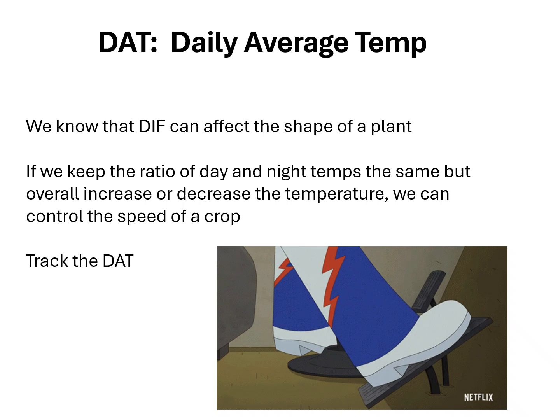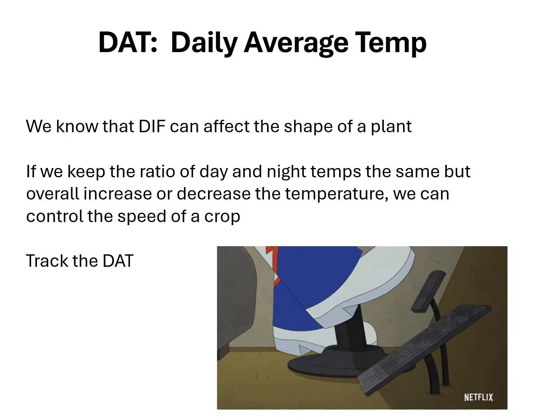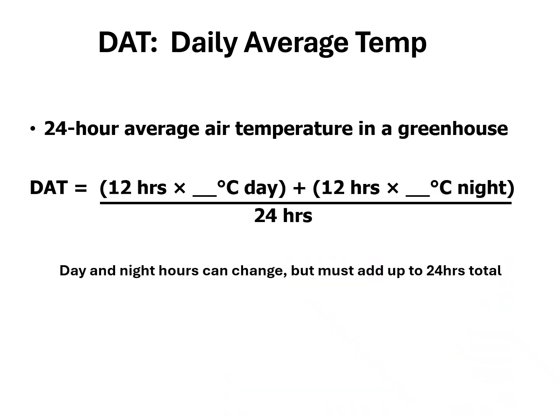We have a lesson coming up later in the term on scheduling, and daily average temperature is a big component in managing your crops to fit a schedule. Typically, we want them to ship at a certain time, especially in the ornamental world. And so your DAT is something you carefully control and monitor to stay on time.